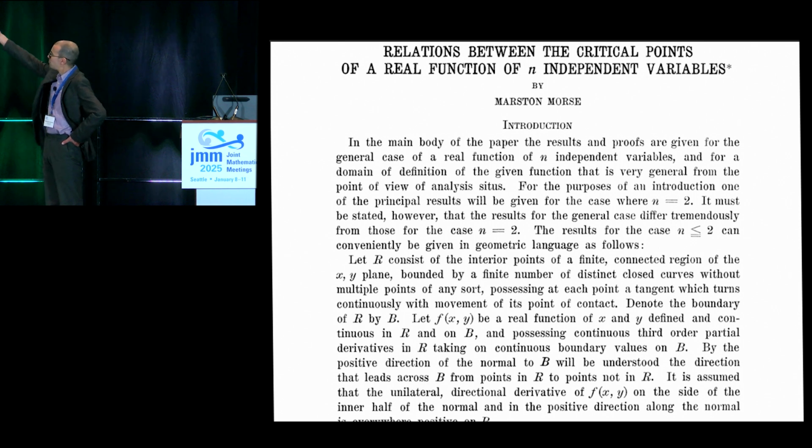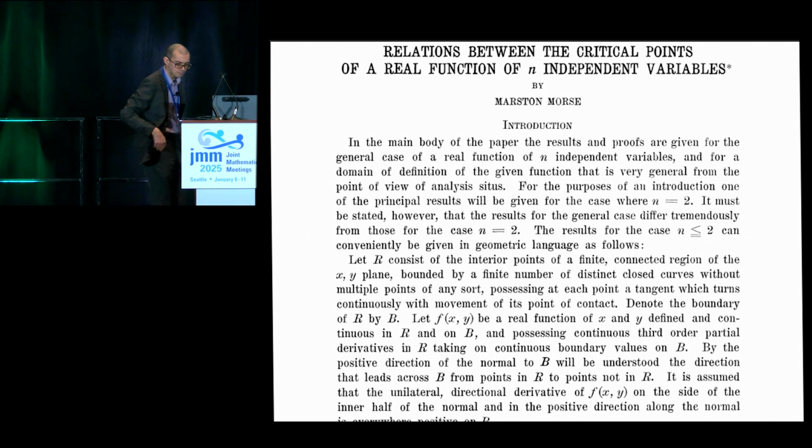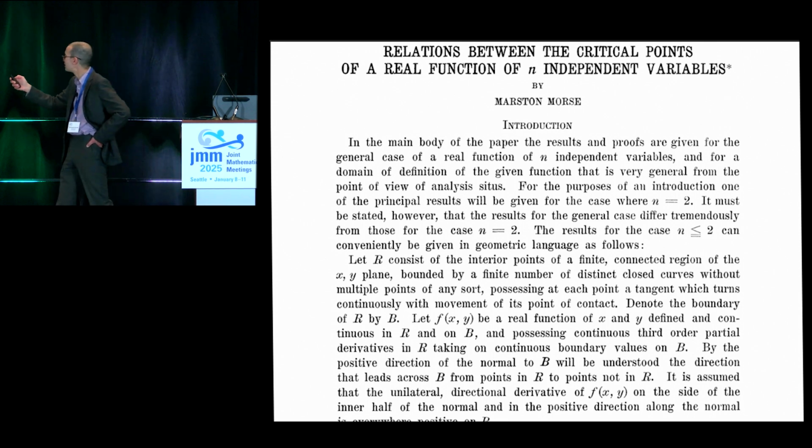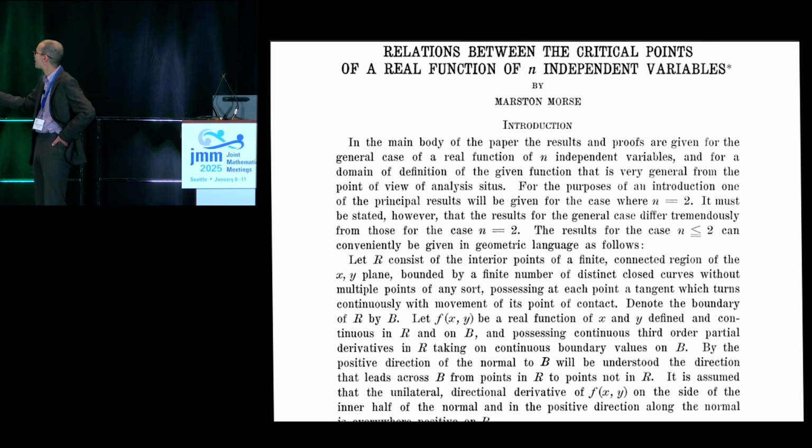So what he explains is that, in the paper, he's going to talk about things in arbitrary dimensions, but we're going to start by doing dimension n equals 2. And one thing you will notice if you look at the second paragraph, I mean, you can try to read it, it's very interesting, the antiquated language. So he says R consists of the interior points of a finite connected region of the xy plane, which I'm pretty sure means a compact subset of the plane.